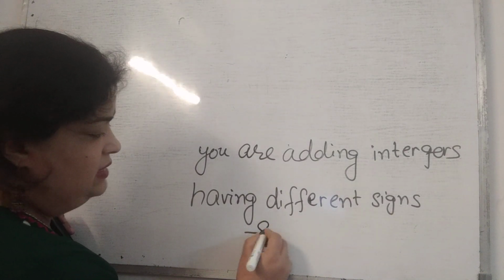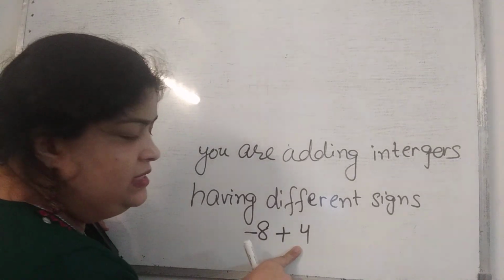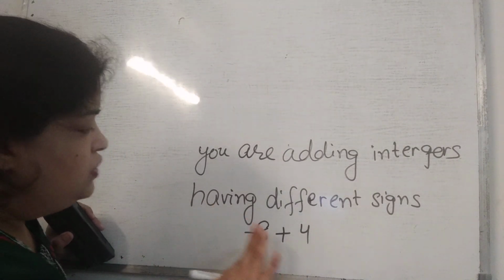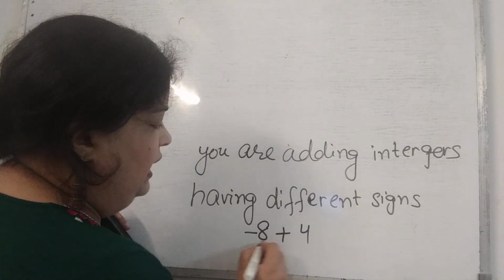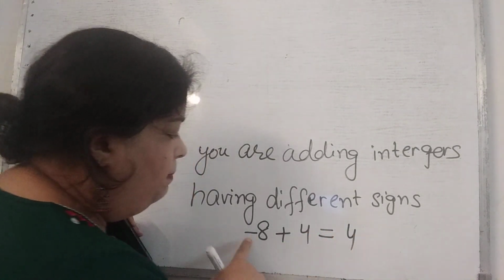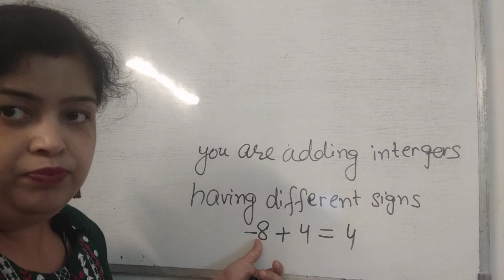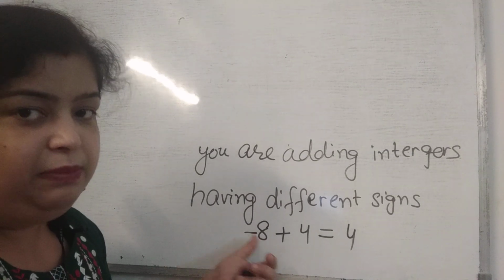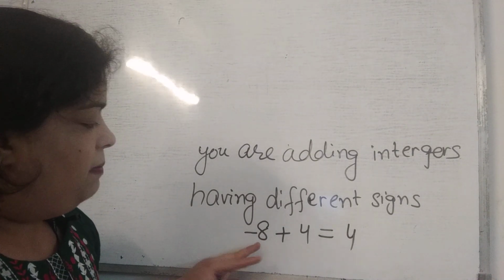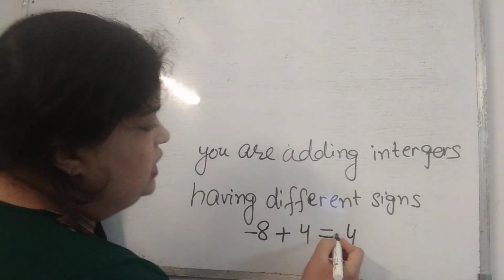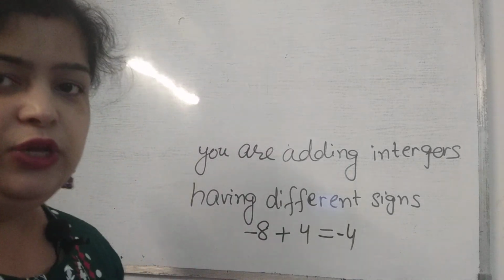Here is minus 8 plus 4. You can see both the integers have a different sign. Then first of all, you know that you will subtract them. That 8 minus 4 is 4. But the bigger number, the absolute value of the bigger number is 8. It means this is the bigger number. Okay. So the bigger number has a negative sign. So you put a negative sign in the answer. Okay. I think you got it.